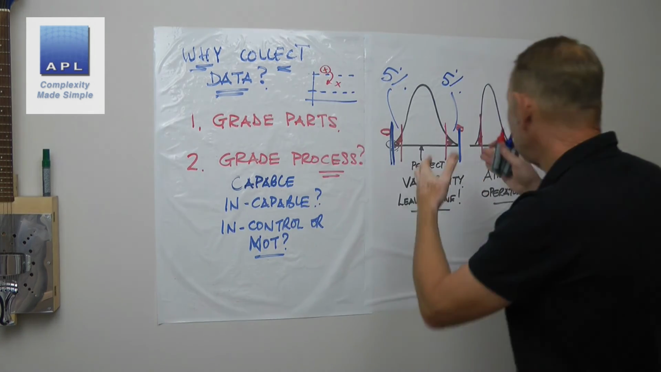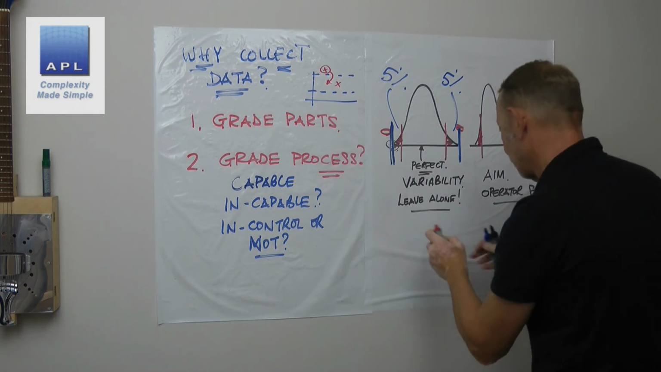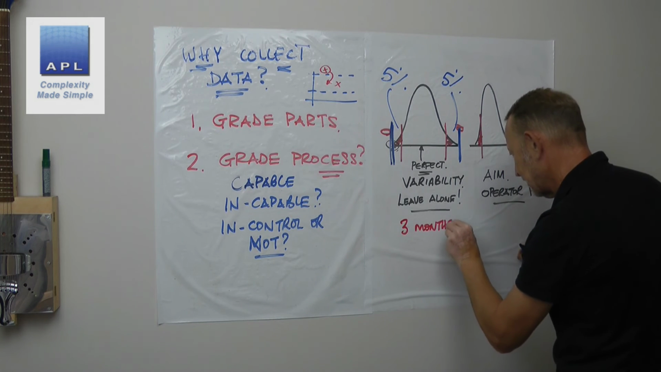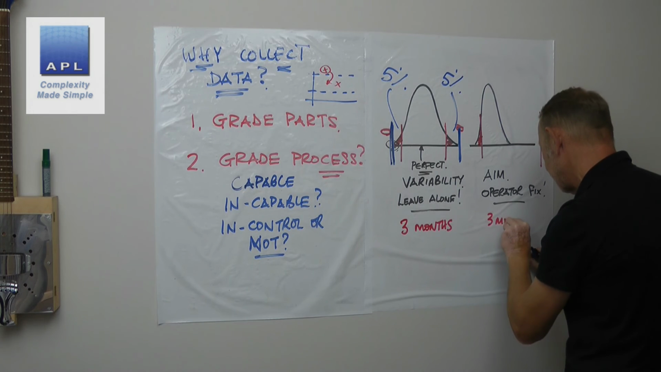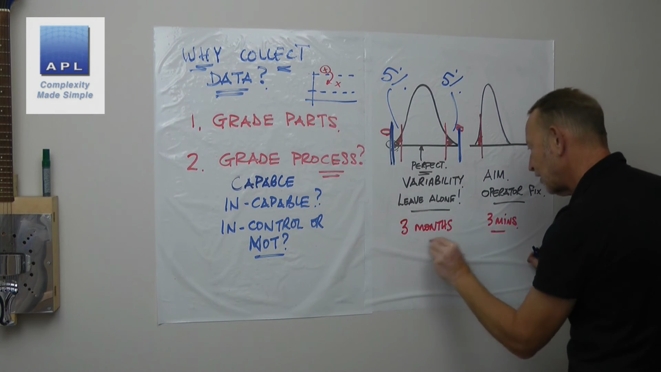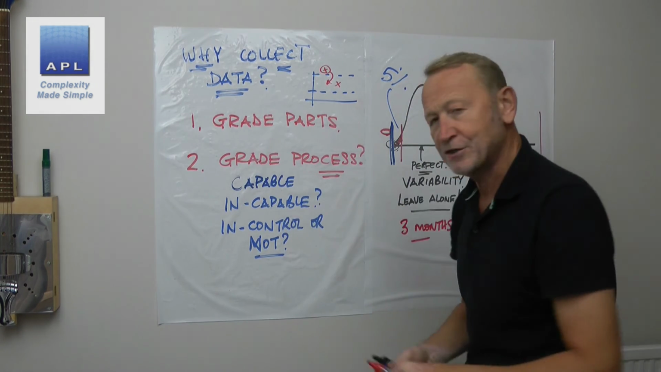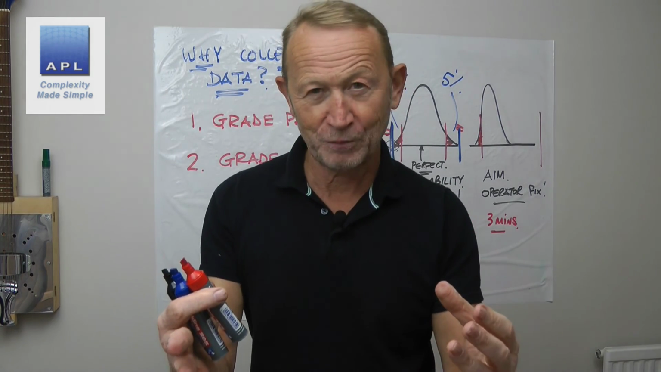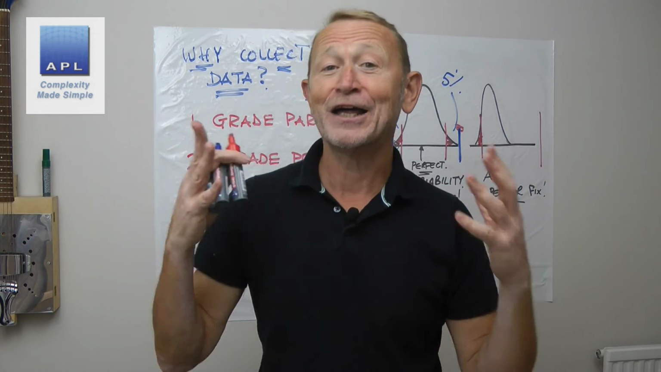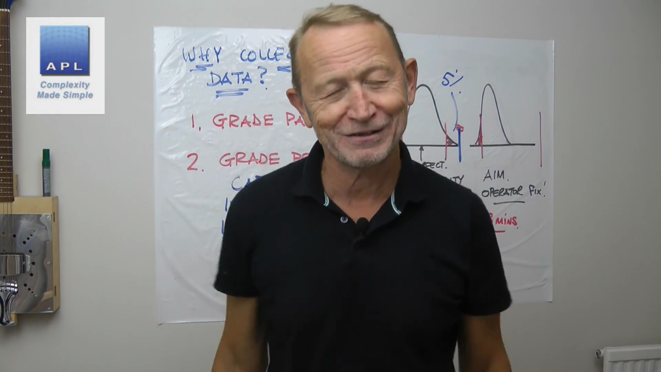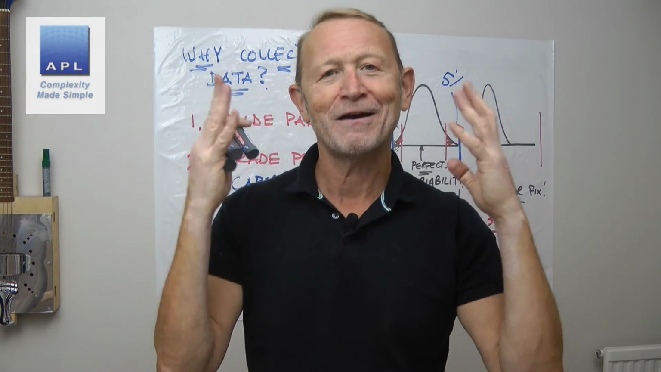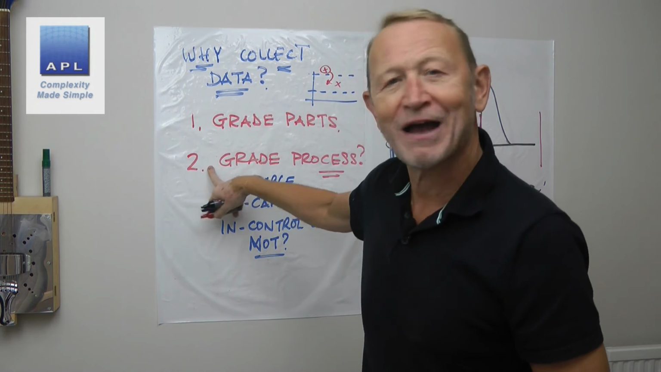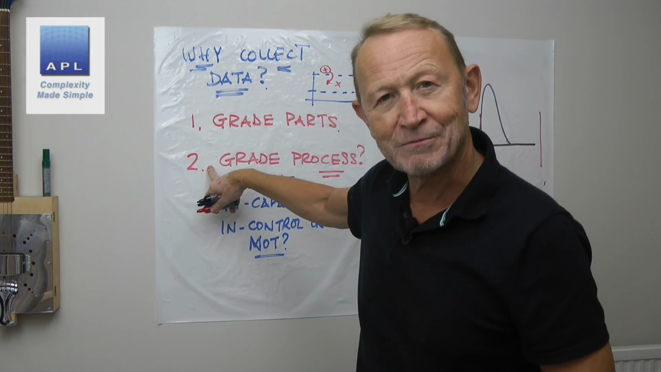And if you start to learn which one of these have I got, this will take you 3 months to fix. This will take you 3 minutes to fix. If you start to learn to use your data to grade the process, then you'll learn how to fix your process problems for good. And of course, you'll get 0 defects and you'll start to make bucket loads of cash. Learn how to grade the parts and grade the process and make more money.